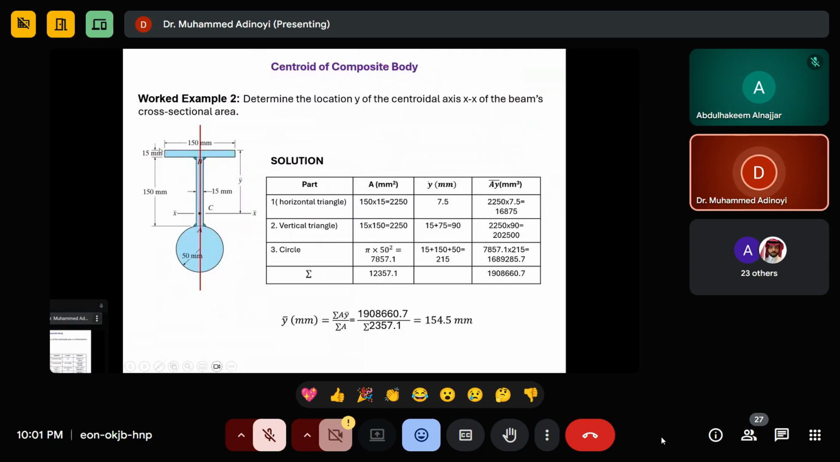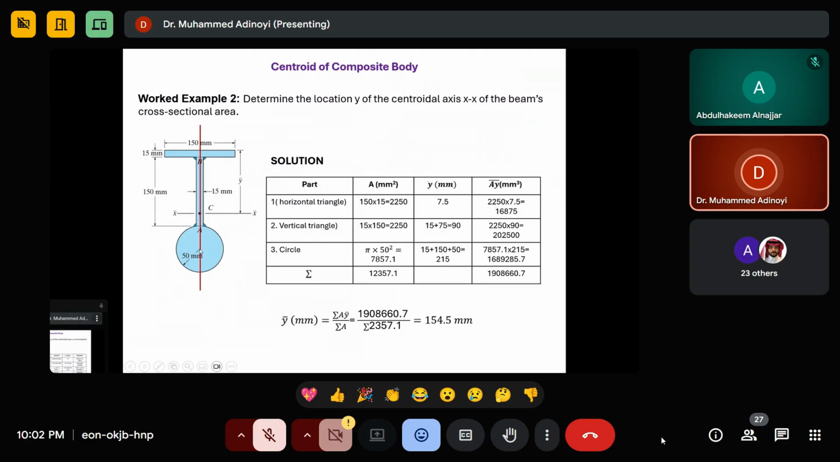If I put my XY here, I can decide to put my XY anywhere. I can put it somewhere here, I can put it here. But you have to be consistent when you are taking your distance. So I put it here. So from here to here is 7.5. That's why I have 7.5. I know this one is going to be somewhere here, so from here to here is 75, but I have to add this 15 also because I'm starting from here. I have to have 15 plus 75. That's why I have 90.